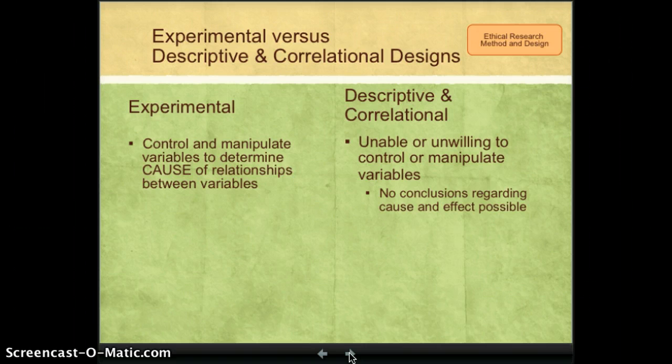Descriptive and correlational designs are used when we're either unable or unwilling to control or manipulate variables, and there are no conclusions that can be drawn regarding cause and effect because we don't exercise any control.